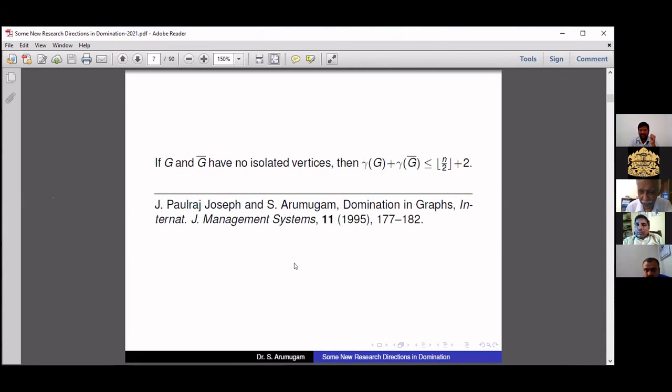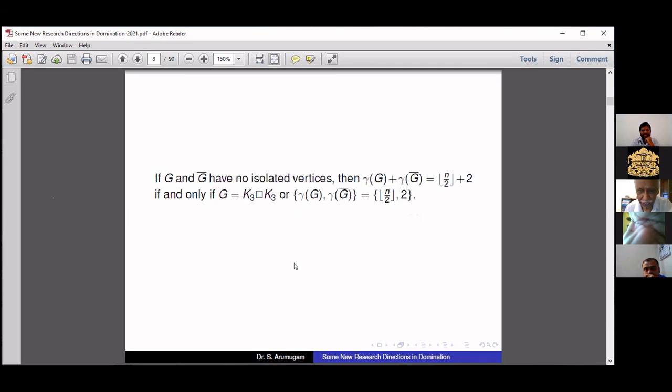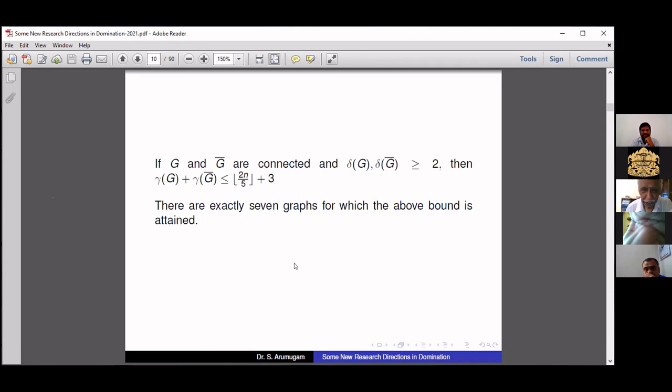This is equivalent to saying that if both delta and delta bar are greater than or equal to 1, meaning the minimum degree is not zero, then gamma plus gamma bar is less than or equal to n by 2 plus 2. So people asked, suppose the minimum degree is greater than or equal to 2, will the bound improve still further? Yes, they proved that if both minimum degrees are greater than or equal to 2, the bound is 3n by 5 plus 3. Further improvement.